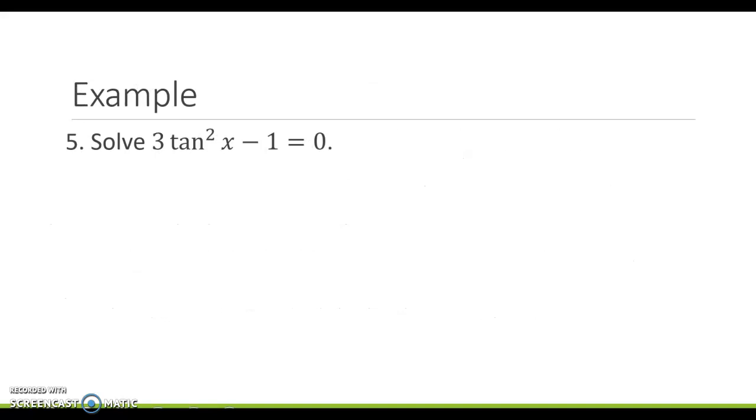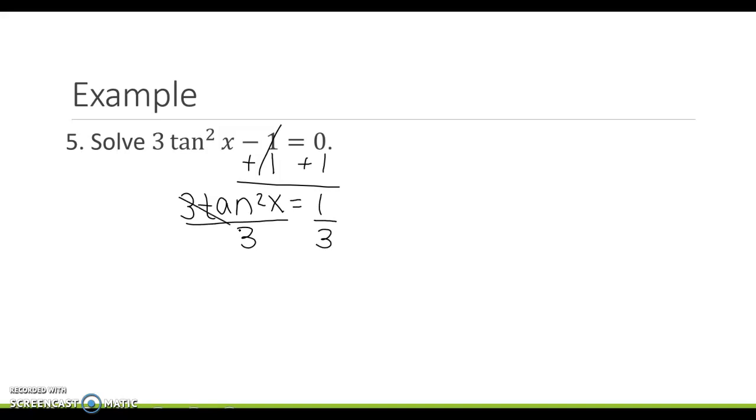So first one, we're going to solve 3 tangent squared of x minus 1 equaling 0. And notice they don't give us an interval, so it is going to be assumed that we're going to represent our answer with all real values when we express our answer. So I'm going to start by getting tangent isolated. I'm going to add 1 to both sides, and I get 3 tangent squared of x equals positive 1. Then I'm going to divide by 3, and tangent squared of x equals 1/3.